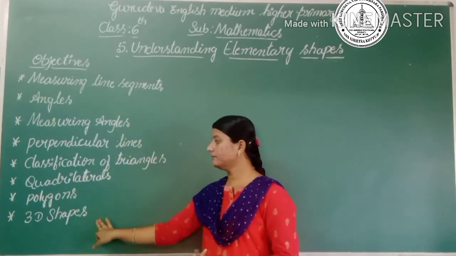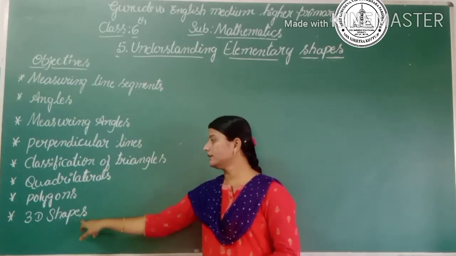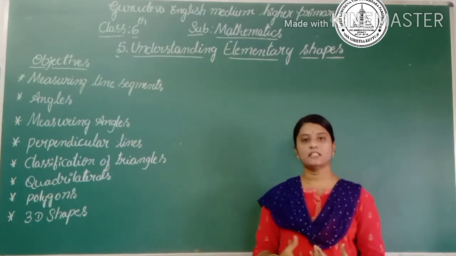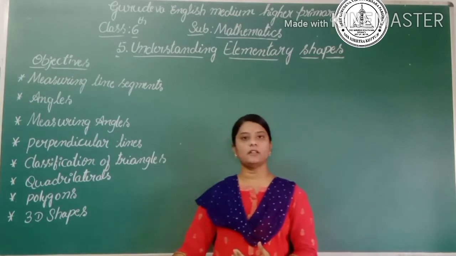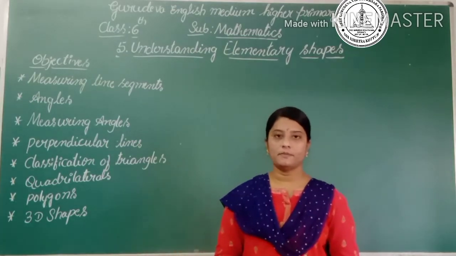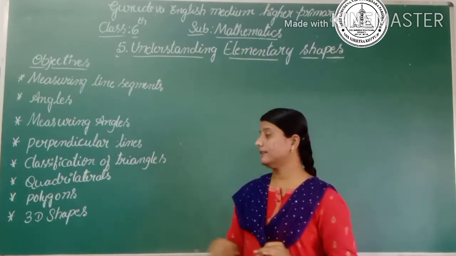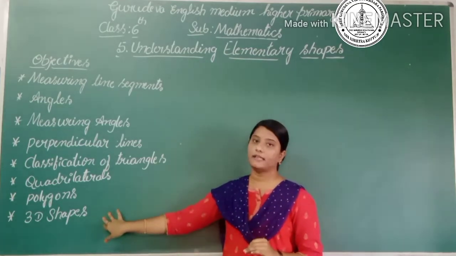Then last one, it is very important, 3D shapes. What is meant by 3D shapes? 3D shapes means three-dimensional shapes. Three-dimensional means the shapes having length, breadth and height. Then the shapes are called 3D shapes.